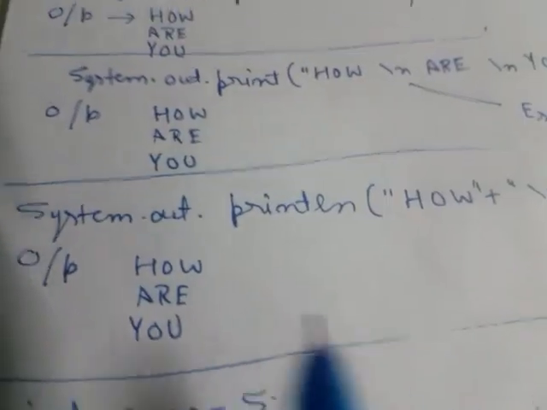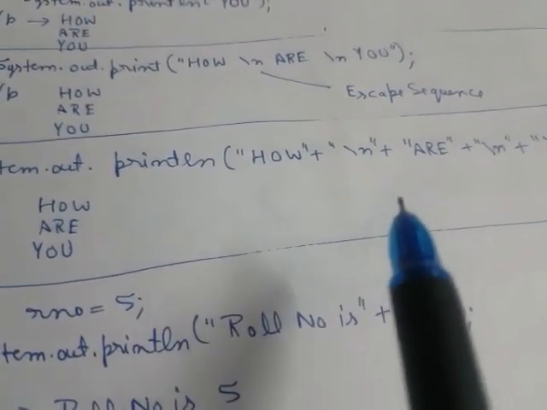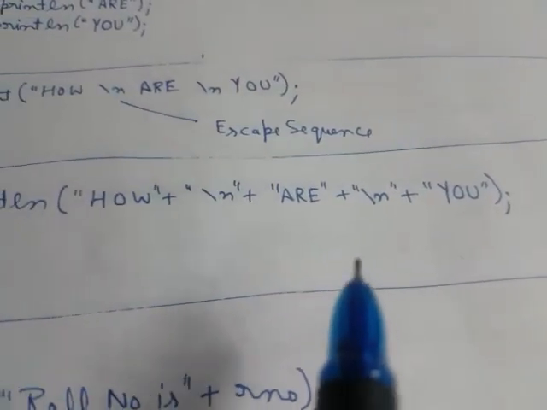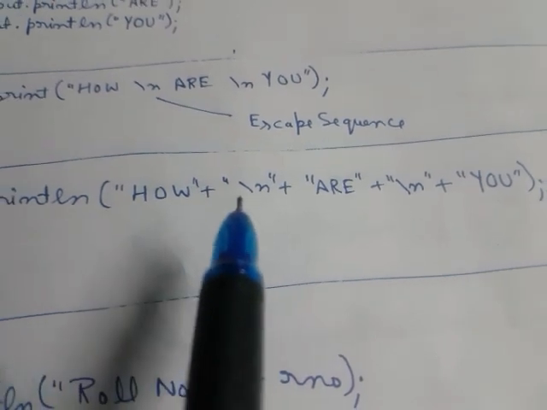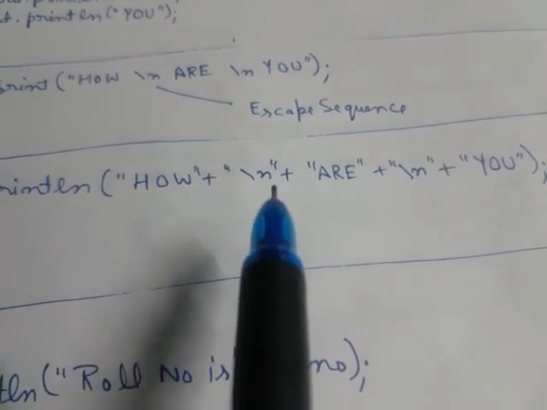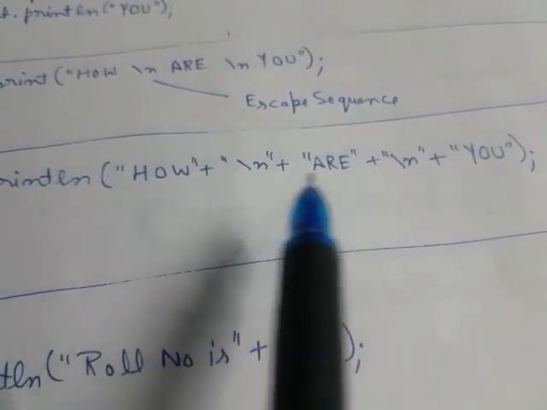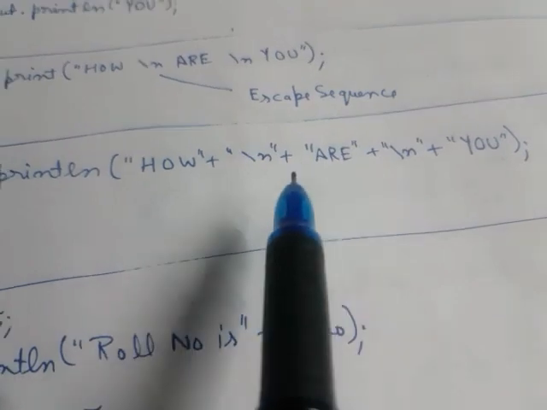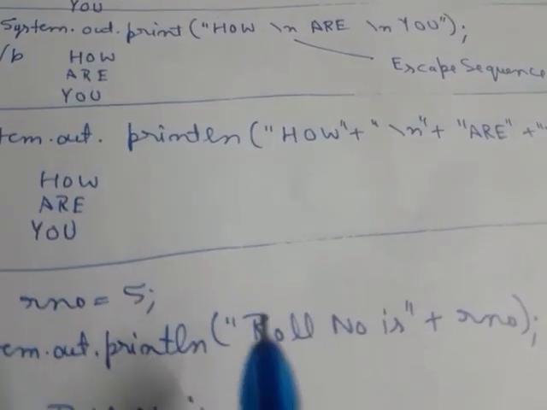Alright, now System.out.println "how" plus "\n" plus "r" plus "\n" plus "u". That means all these things are going to be printed, but the new line character or the escape sequence is there. Now it is written in a different way. Instead of having one complete string, it is written separately in double quotes. So that is also another way of writing it. Again the output will be the same as the previous one.